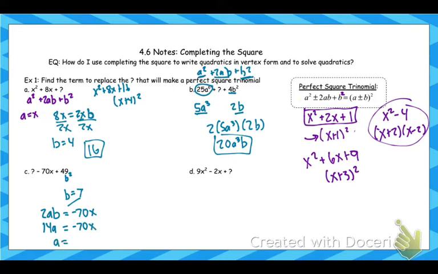So I would divide by 14, and I get negative 5x. A is negative 5x. This term here is the a squared, so I would square the number and the x, and I would get 25x squared.